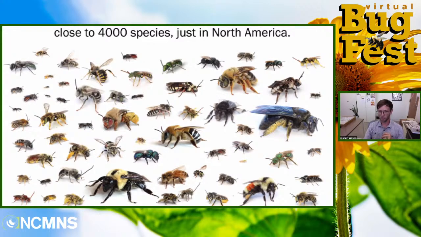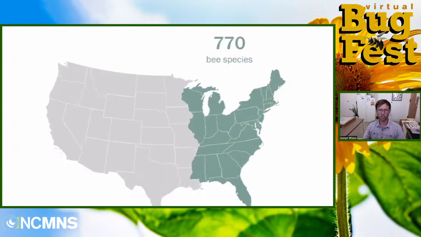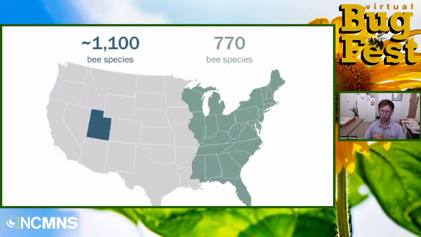So that's a lot of diversity, but that diversity is not equally distributed, just like with birds. So everything east of the Mississippi River in the US, and that actually includes Canada too, there's about 770 bee species, quite a bit of bee species east of the Mississippi River. But just for comparison, in Utah, where I live, we have about 1,100 bee species. So in just the state of Utah, we have nearly 1.5 times as many species of bees as the entire eastern parts of North America.